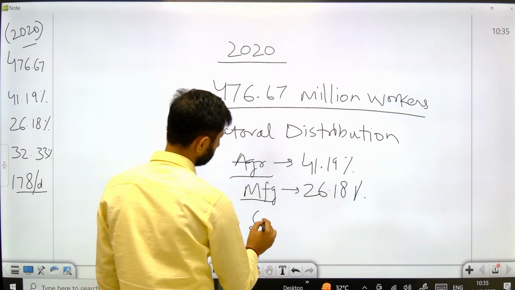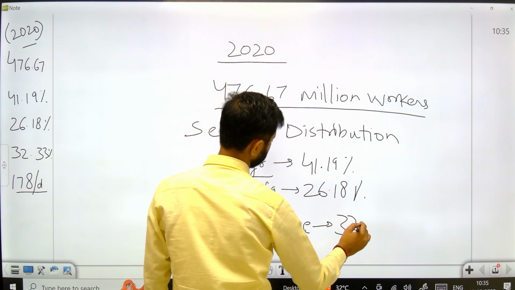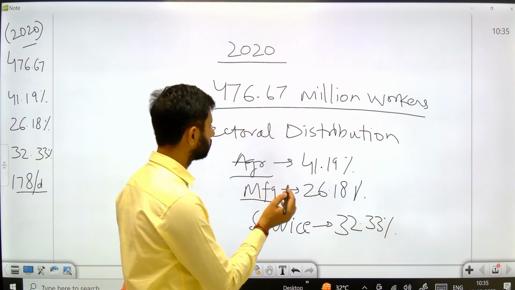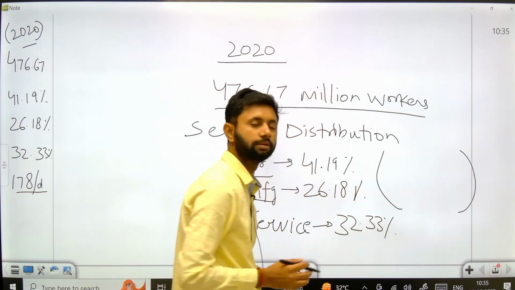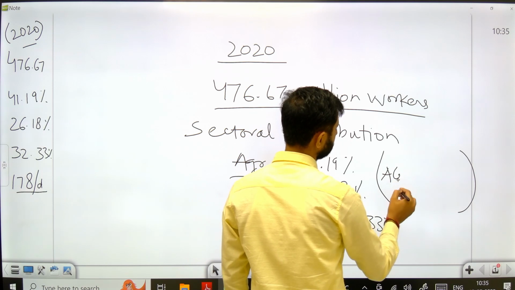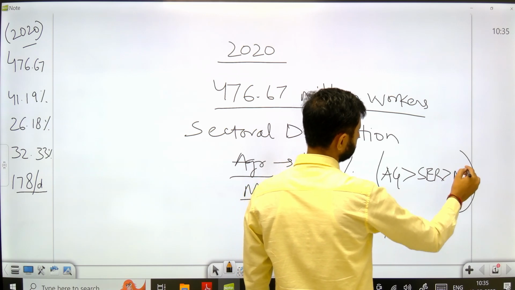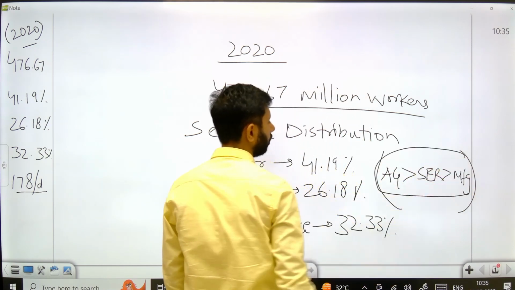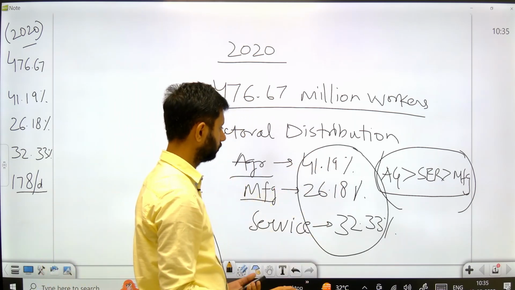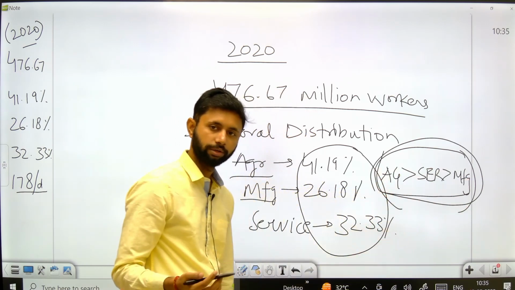Similarly, the service sector possesses 32.33%. If you get a question that asks you to arrange the distribution of Indian workers sector-wise, then you can say agriculture has more than service and service has more than manufacturing. Okay, in the next class I'll update you with recent figures. Okay, but this is the broad trend and it will continue.